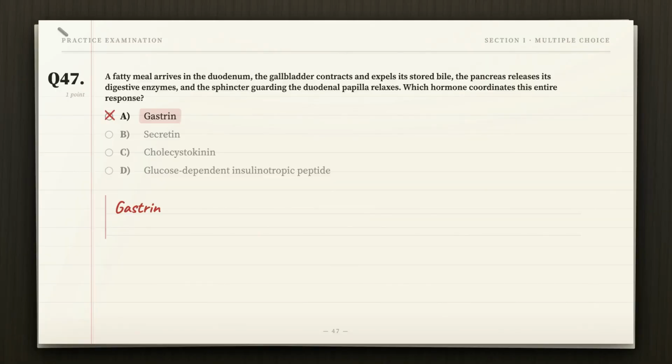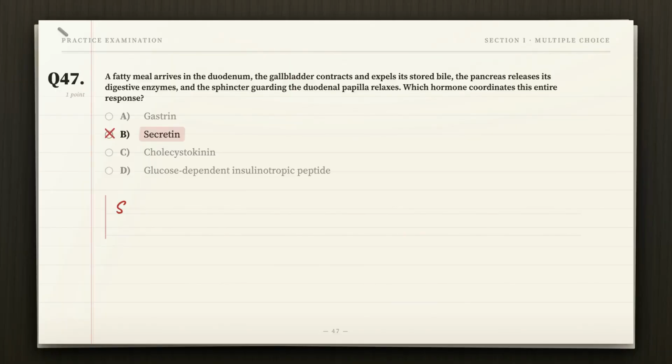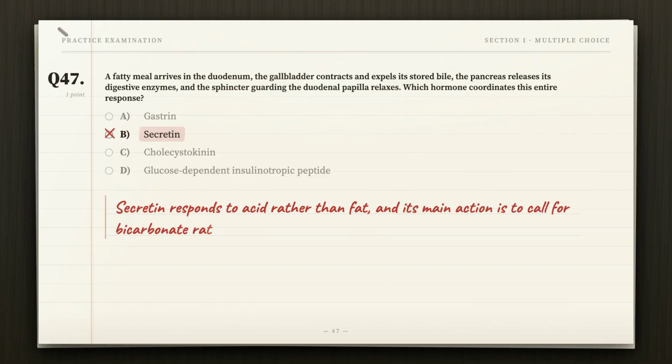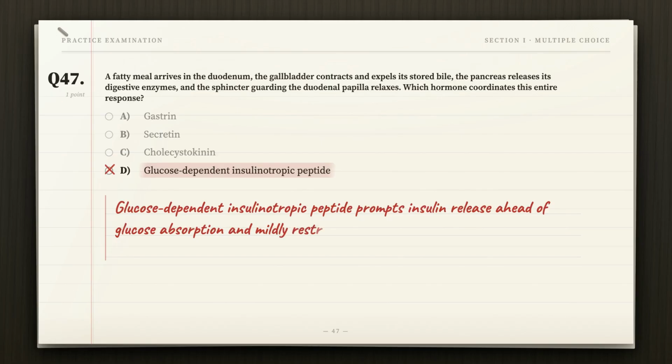A is wrong because gastrin is released by gastric G cells and acts on the stomach, driving acid, pepsinogen, and motility. It does not mobilize bile. B is wrong because secretin responds to acid rather than fat, and its main action is to call for bicarbonate rather than for bile and enzymes. D is wrong because glucose-dependent insulinotropic peptide prompts insulin release ahead of glucose absorption and mildly restrains the stomach. It does not empty the gallbladder.